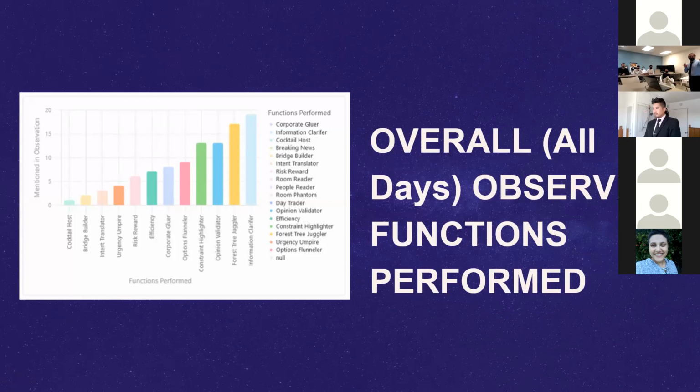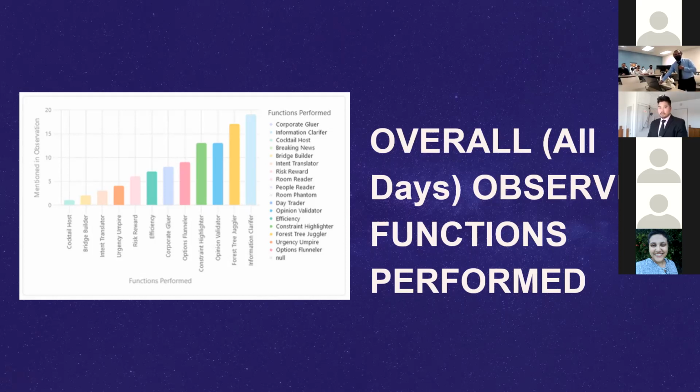So this is the functions that we identified for all 4 days, just smashed into one. The most was information clarifier, which is the idea of people trying to get the clear details. So that function happened the most throughout all 4 days. The next in line was forest tree jungler, which is like zooming in and out between details. And then the third one would be opinion validator. So these are the top 3 functions that happened the most throughout all 4 days of the simulation.